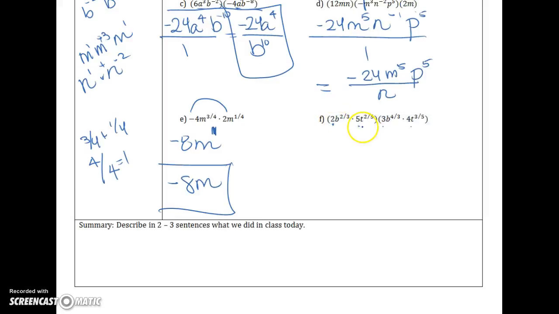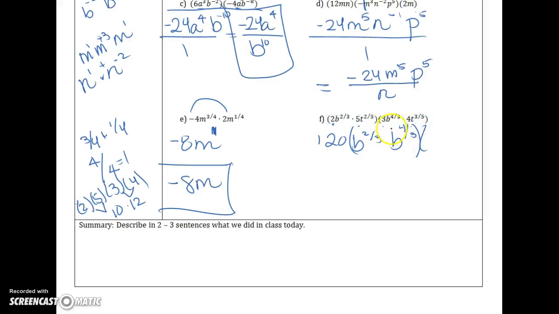Well, 2 times 5, 2 times 5 times 3 times 4. So this is 10. This is 12. 10 times 12 is 120. Not a bad thing. Sometimes we just need to do a little work off to the sides, and it keeps my work area clean. And then I have b to the 2/3. I'm going to write this out. B to the 2/3. I'm multiplying that by b to the 4/3.